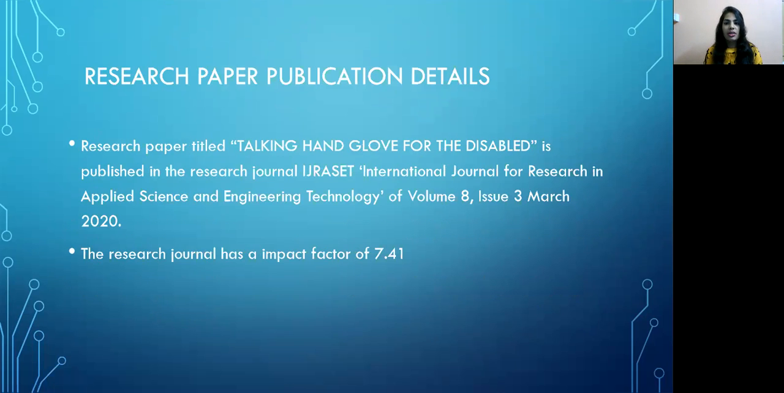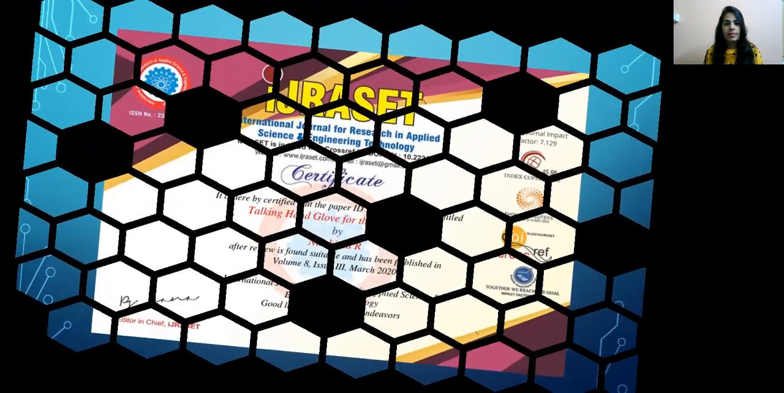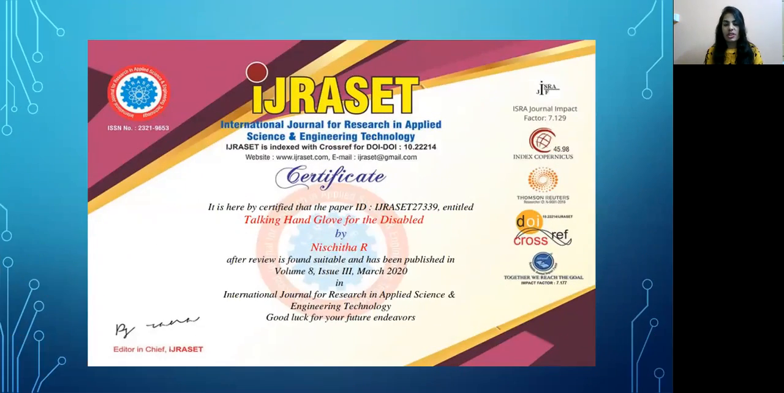I have published my journal paper in the following journal. It is titled Talking Hand Glove for the Disabled and is published in the research journal IJRASET. It is the International Journal for Research in Applied Science and Engineering Technology, Volume 8, Issue 3, March 2020. This research paper has an impact factor of 7.41. This is a snapshot of the certificate for publishing my journal paper in this journal, IJRASET.